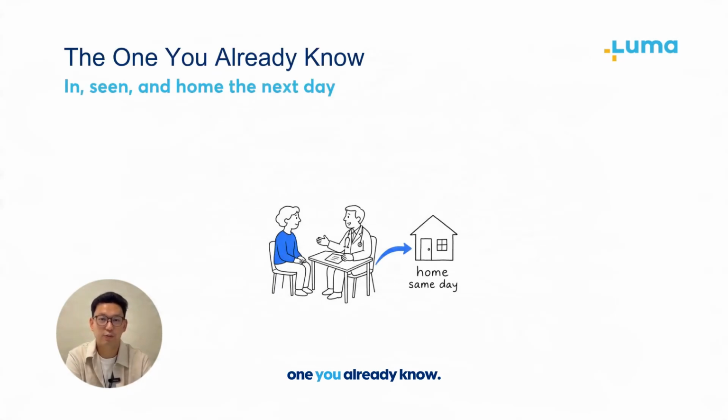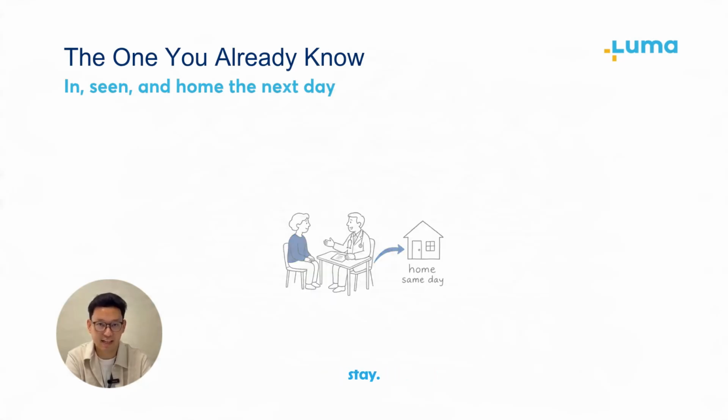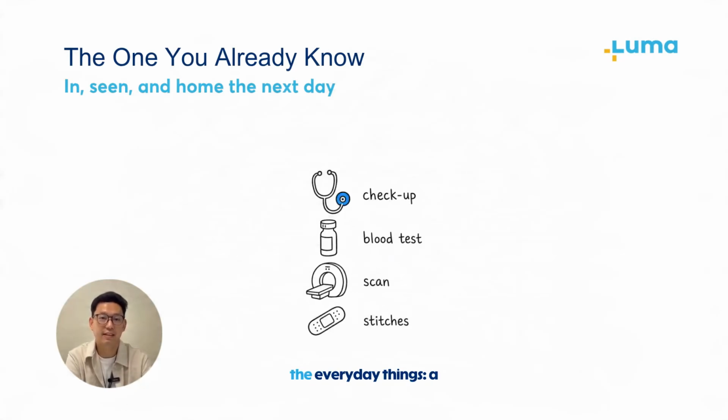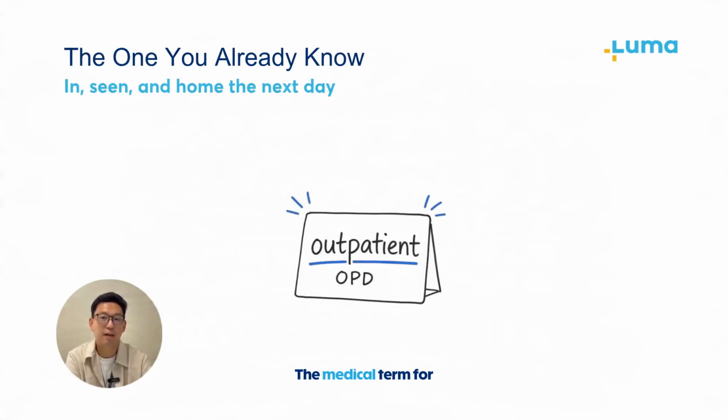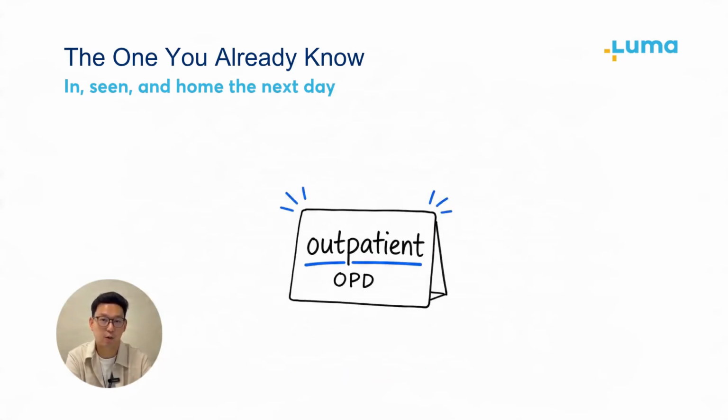The first is the one you already know. You come in, the doctor sees you, and you are home the same day with no bed and no overnight stay. This first type covers the everyday things: a checkup, a blood test, a scan, or a small treatment like an injection or a couple of stitches for a cut. The medical term for this is outpatient care, or OPD.